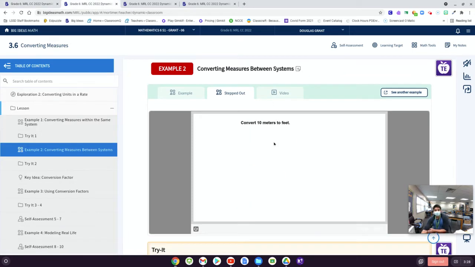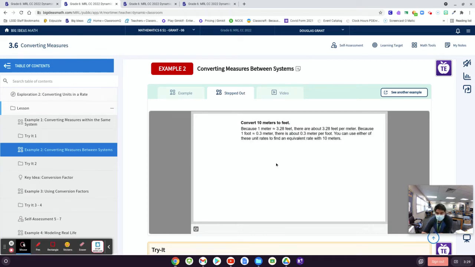Okay, let's go ahead and do another example. We're going to convert 10 meters to feet. So 10 meters is how many feet? Again, I do not know the conversion between meters and feet, so they're going to have to give that to you, or you're going to have to look that up. But it says here 1 meter is equal to approximately 3.28 feet. So we go ahead and write that using a ratio table. So 3.28 feet per meter.